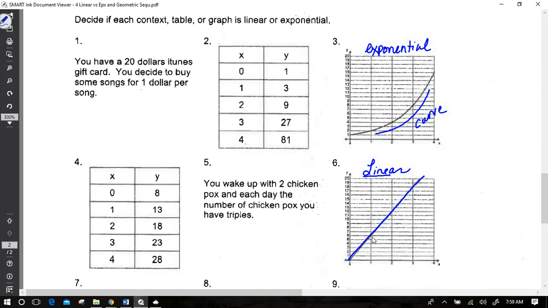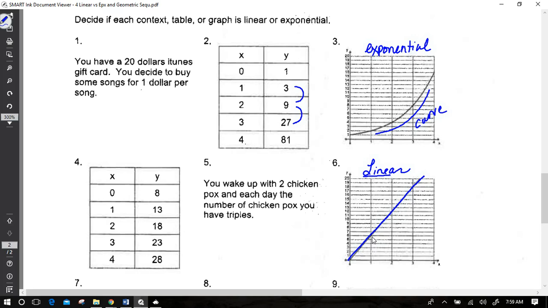Now, let's look at our tables, okay? When I look at a table, the first thing that I try to do is find a linear model from it. So if I did 27 minus 9 and then 9 minus 3, would I get the same numbers? And the answer is no. 9 minus 3 is 6, but 27 minus 9 would give me 18. So those numbers are very different.